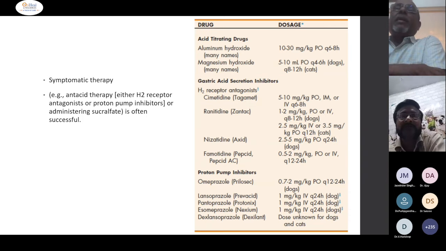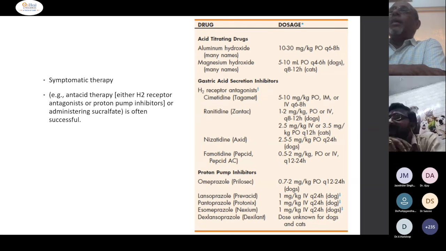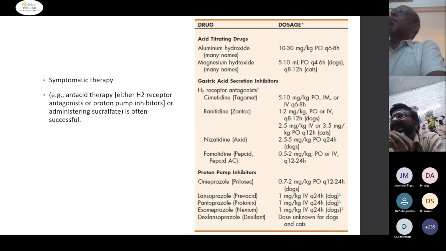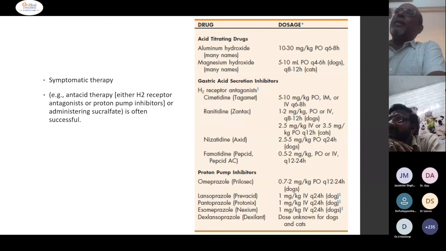So symptomatic therapy of this ulcerative erosive stomach disease is acid titrating: antacids, or H2 blockers and proton pump inhibitors, aluminium hydroxide and magnesium hydroxide. Please carefully look at what the dose is being given, and how many times you have to give. It is not once or twice; all these antacids should be given 5 to 6 times daily for proper action.